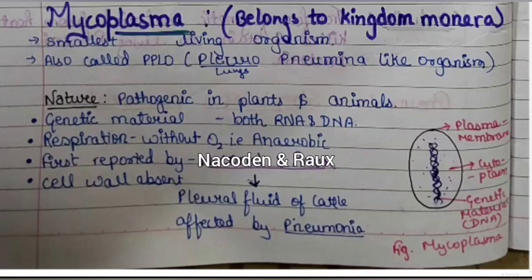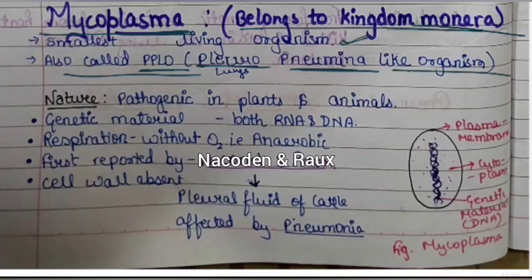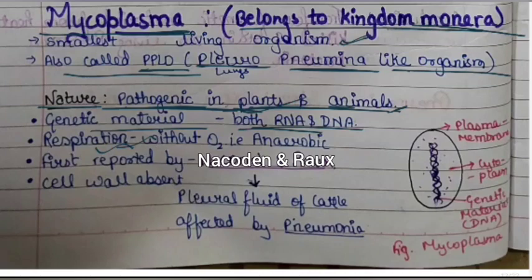So now let's start with the new topic, that is mycoplasma, which belongs to the kingdom Monera, and it is the smallest living organism, which is also known as PPLO, that is pleuropneumonia-like organisms, and it's pathogenic in nature for both plants as well as animals. So its genetic material can be both DNA and RNA, and its respiration is done without oxygen, so anaerobic kind of respiration takes place in these organisms.